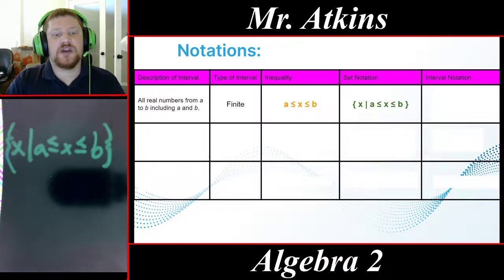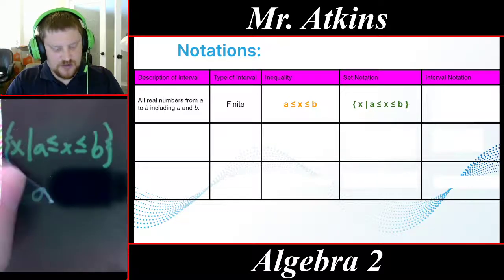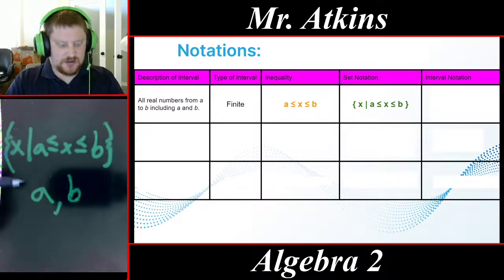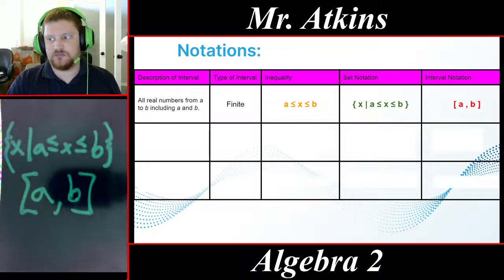Finally, interval notation, even easier. A to B. What's the smallest number? A. What's the biggest number? B. Can it include A? Can it include B? Nice and simple.